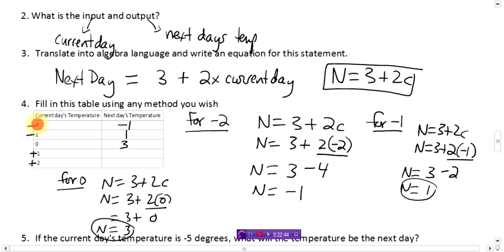Okay, so there's a pattern here: -1, 1, 3. What's the pattern here? We're going up by how much? From -1 to 1, that's going up by 2. And 1 to 3, we're going up by 2. So the pattern here is we're going up by 2's. So this one's probably going to be 5, and that one's going to be 7.